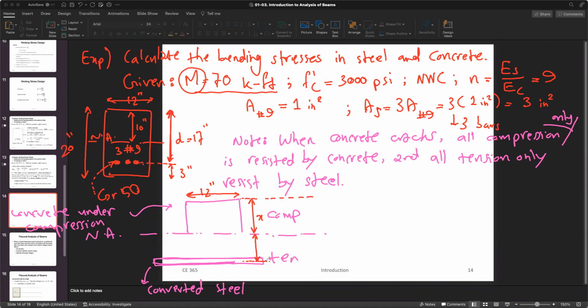Let me just do it like this. That makes more sense probably for you. The whole thing is D, because that's from the top edge to the reinforcement level. I kept it the same. So if the whole thing is D, and this is x, as I just named it, this one would be D minus x. So it would be 17 minus x for this one.